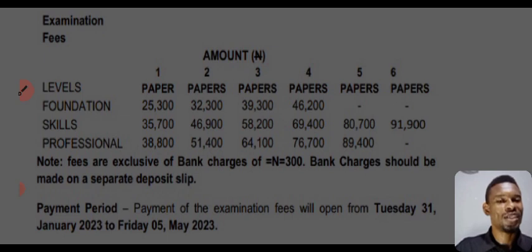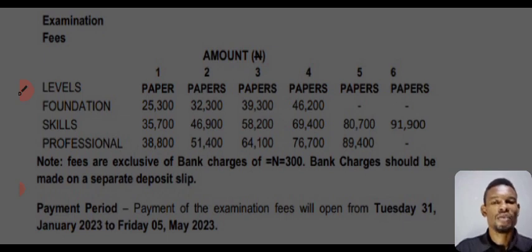First of all, confirm the amount you are supposed to pay, whether you are in foundation level, skills level, or professional level. It is specified here: foundation, 1 paper, 2 papers, 3 papers, 4, 5, 6. Whatever number of papers you are writing, the amount is there. Check it. Skills, the same thing. Professional, the same thing. Just know the amount you are going to pay, then you walk to the bank and do the payment.